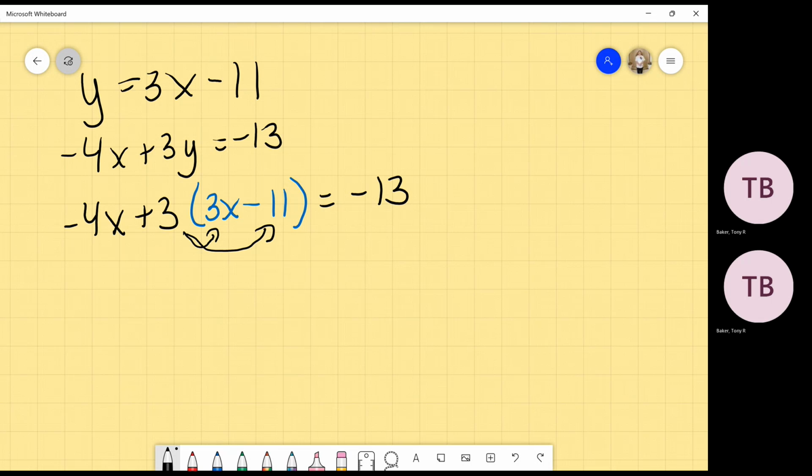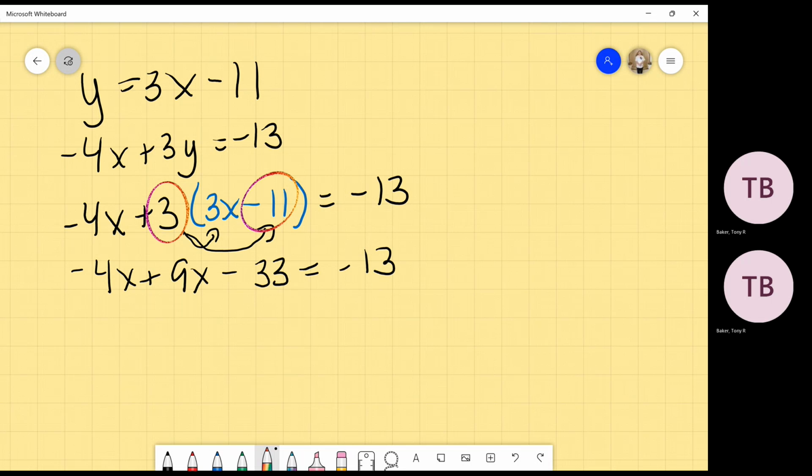So again, multiply negative 4x plus 9x minus 33 equals negative 13. Not because you made this mistake, but this is a very, very common mistake. Don't forget to multiply that times that. Most people will always remember to multiply by the first one. That second one is where people forget sometimes. And that's where you'll catch a lot of your errors in that respect. So don't forget that one. So we got 5x minus 33 equals negative 13. Add the 33.